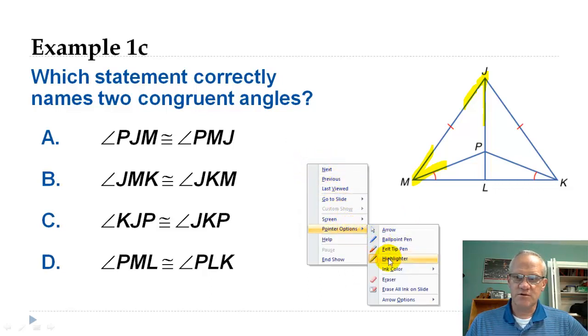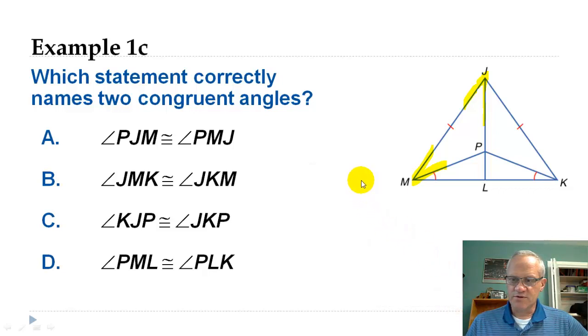Let's do another color here. I'm going with some kind of blue. All right, JMK. I'm going to kind of overlap. I don't know what this is going to look like, but JMK is all of that angle, and JKM is that angle.